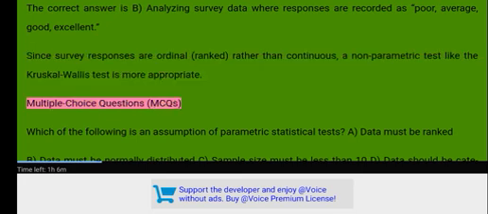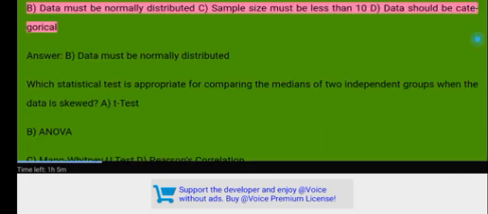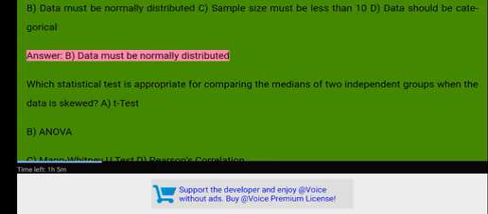Multiple choice questions, MCQs. Which of the following is an assumption of parametric statistical tests? A. Data must be ranked. B. Data must be normally distributed. C. Sample size must be less than 10. D. Data should be categorical. Answer: B. Data must be normally distributed.